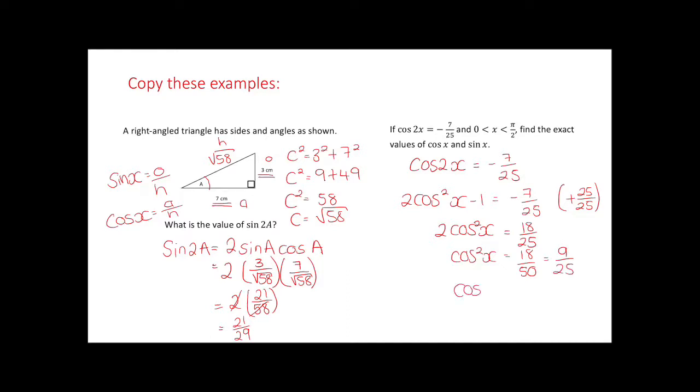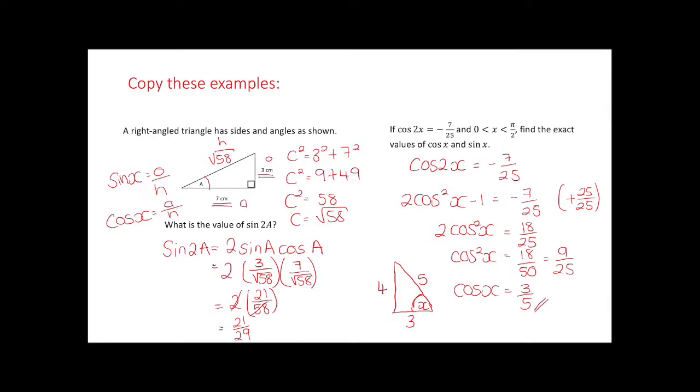We don't want cos squared x, we just want cos x, so we can square root both sides and we get 3 over 5. So what that means is that we have a triangle, and in our triangle, if this is our x, cos, remember, is adjacent over hypotenuse. So adjacent to that x is going to be 3. And our hypotenuse is going to be 5. Now, either through use of Pythagoras or by knowing your Pythagorean triples, we now know that our opposite is going to be 4.